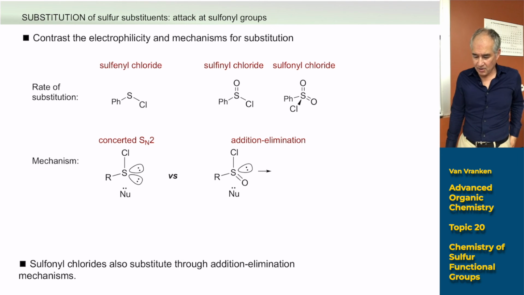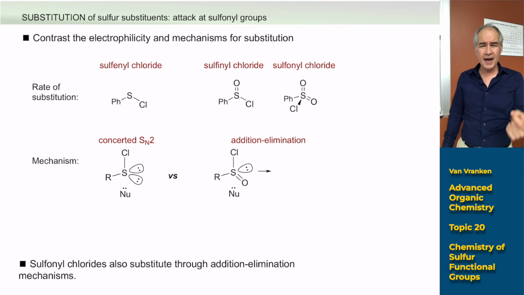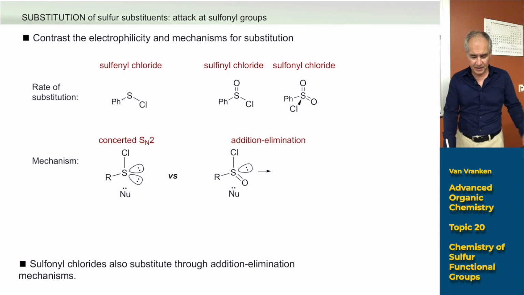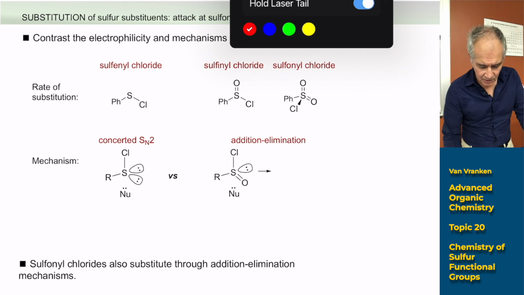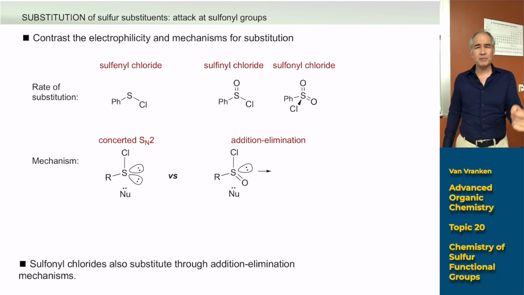Now let's think about the substitution processes here, because they do not all occur at equal rates, and the substitution of the chlorine doesn't all occur through the same mechanism. So I've tried to divide this up conceptually into two groups, depending on the mechanism. Is the mechanism a concerted displacement of the chlorine, or does the mechanism involve addition, elimination?